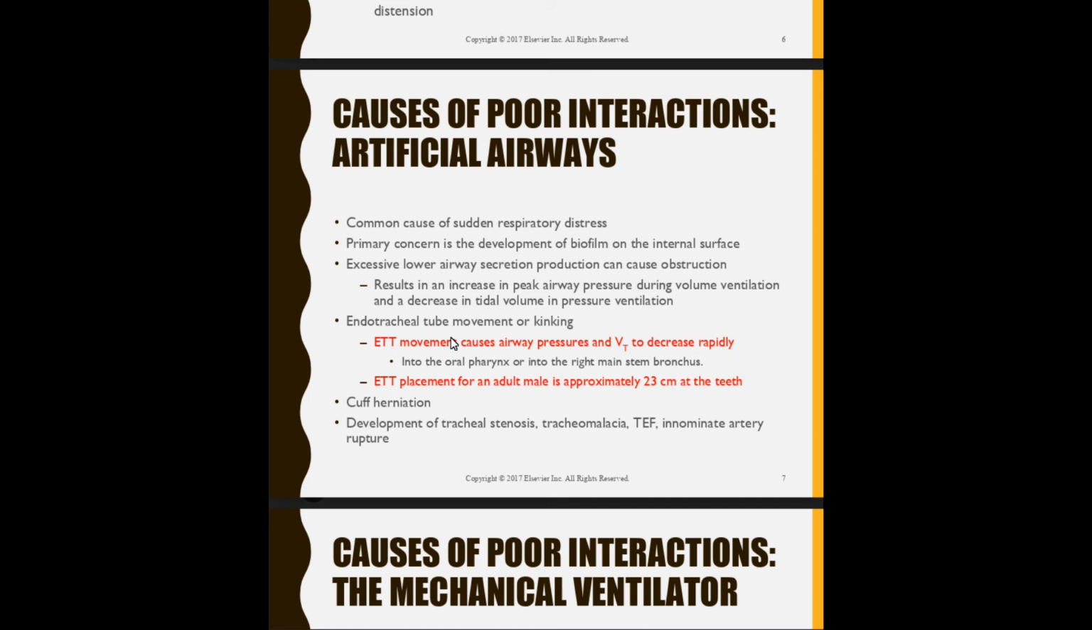Okay. Development of tracheal stenosis, tracheomalacia, TEF, innominate artery rupture. So if I caused a lot of trauma to the trachea, that's going to get me some stenosis, some hardening. So remember, tracheas can expand. And also you've got to remember what is behind the trachea. Why do we have cartilaginous rings on the trachea? That's because we have the esophagus behind it.